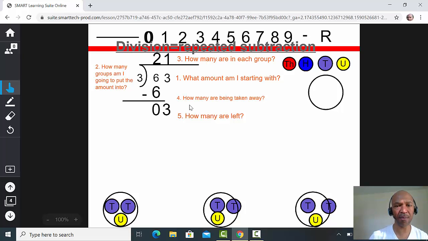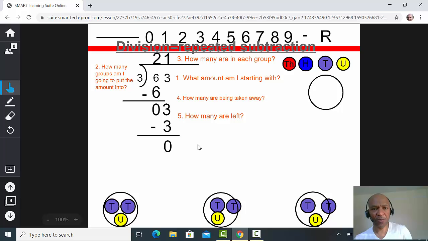And then looking at my fourth question, how many did I take away from the amount I started with? We had 3 units and we took 1, 2, 3 units away. So we've taken away 3 units. And then we're looking to see, how many units are left? There aren't any units left. So that's why we have a 0.